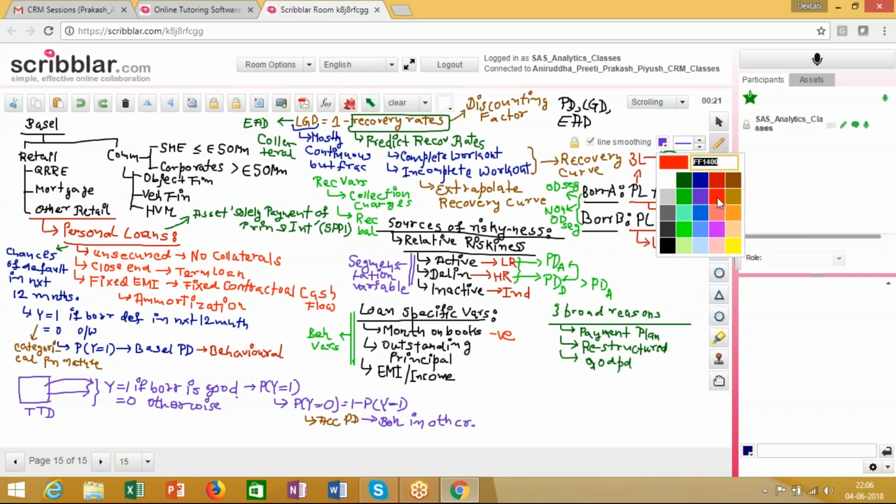IFRS 9 introduced the concept of staging analysis. In a staging analysis, IFRS 9 divides the credit life cycle of a borrower into three stages, right?